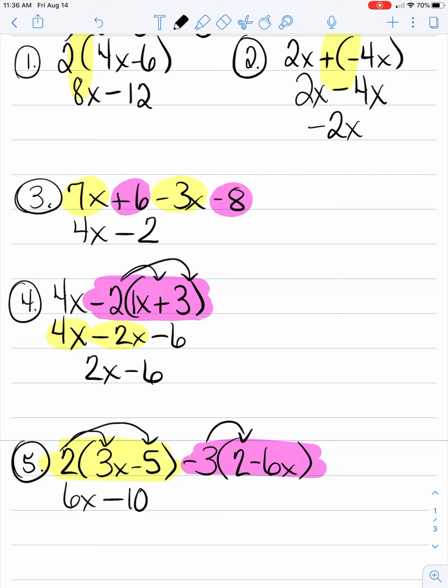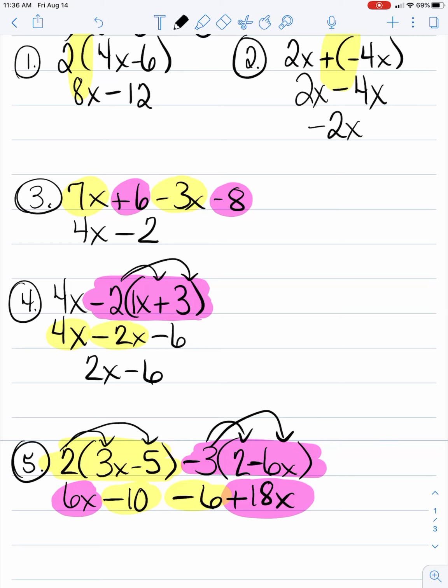Now I'm going to work on the second instance of the distributive property. Negative 3 times 2, well 3 times 2 is 6. Different signs, my answer is negative. 3 times 6x is 18x. Negative and negative, same sign, so my answer is positive. And now I combine like terms. 6x is like 18x. Negative 10 is like negative 6.